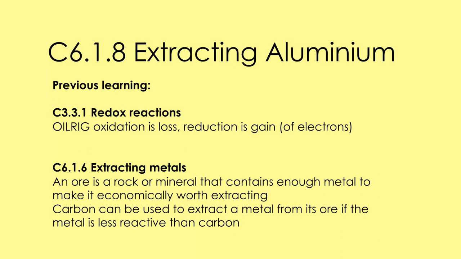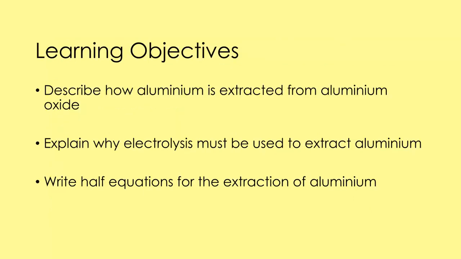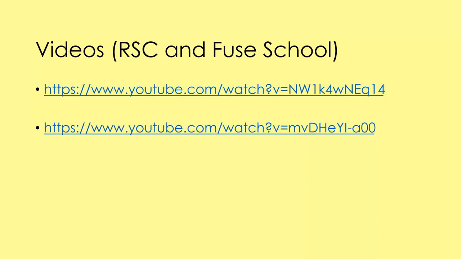And also that the way we decide the method for extracting metals is that we use carbon if the metal is less reactive than carbon, otherwise we use electrolysis. So our learning objectives for today are to describe how aluminium is extracted from aluminium oxide, explain why we use electrolysis to extract aluminium, and also write half equations.